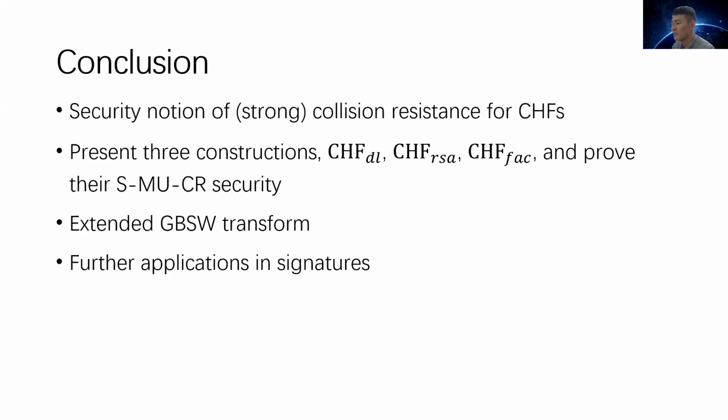In applications, we first extend the generic GBSW transform to the multi-user setting, resulting in tightly strong multi-user UFCMA secure signatures. Furthermore, the extension can also be used for online-offline signatures, Chameleon signatures, and proxy signatures, and help us to get tightly secure signature schemes, which are widely used in grid computing, electronic currency systems, and so on.